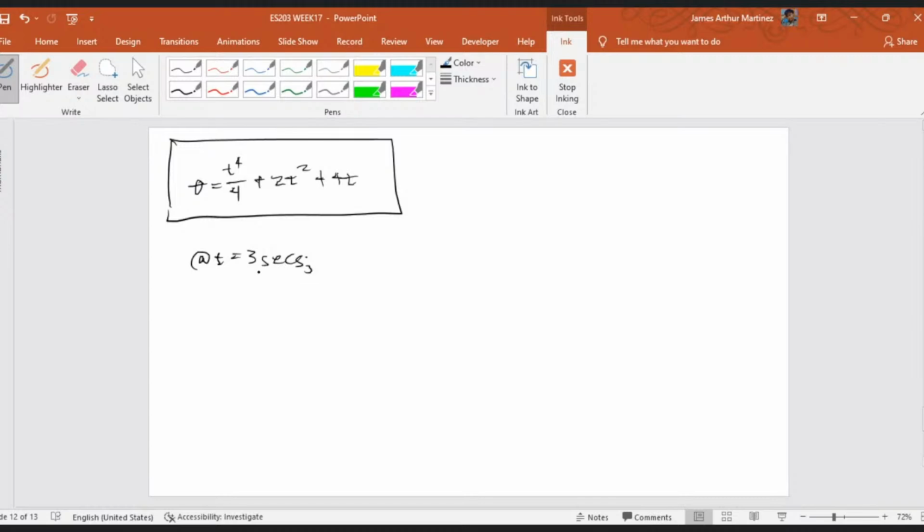Applying the boundary condition given, at time 3 seconds, how much is our angular displacement? So angular displacement is equal to t raised to 4 over 4 plus 2 times time, 3 seconds, squared, plus 4 times time, 3 seconds. Therefore, angular displacement is just equal to 50.25 radians.